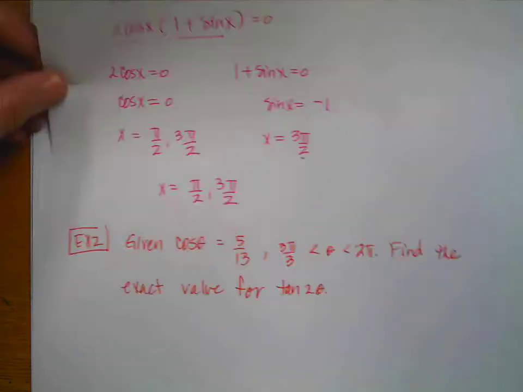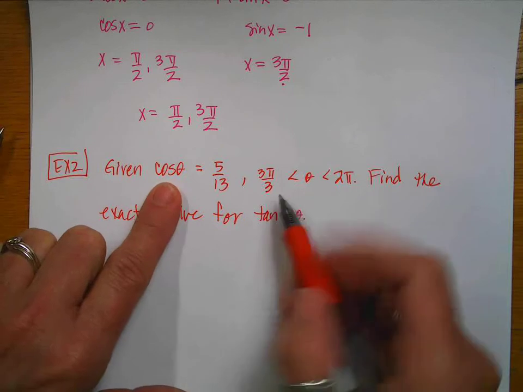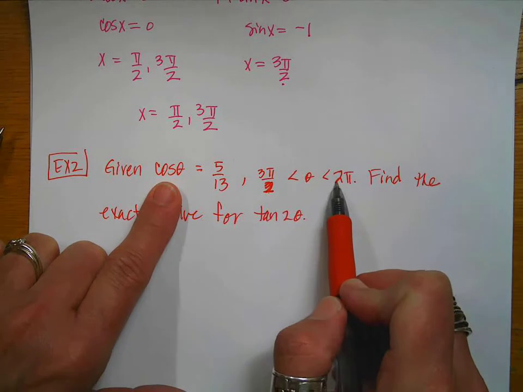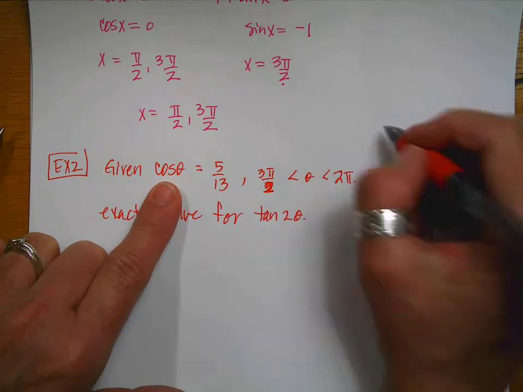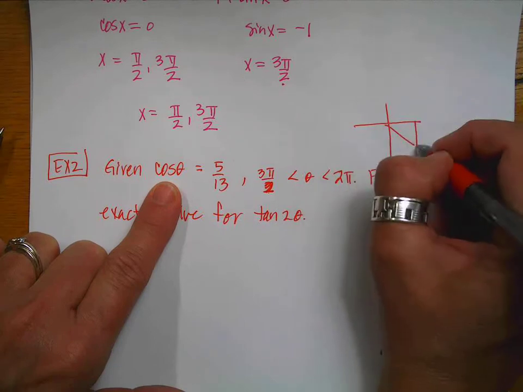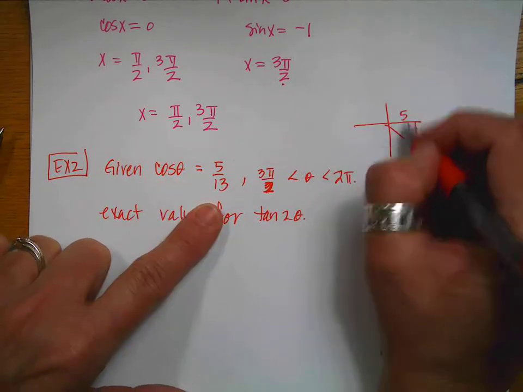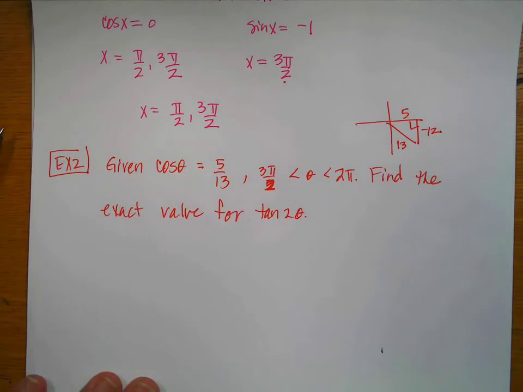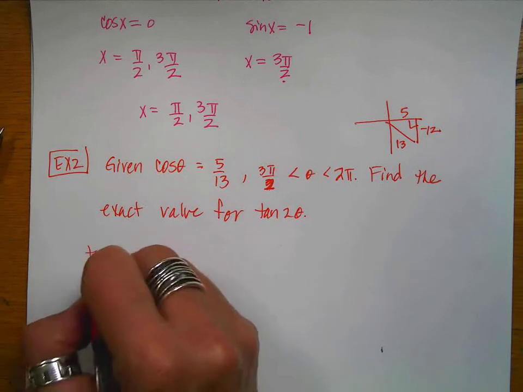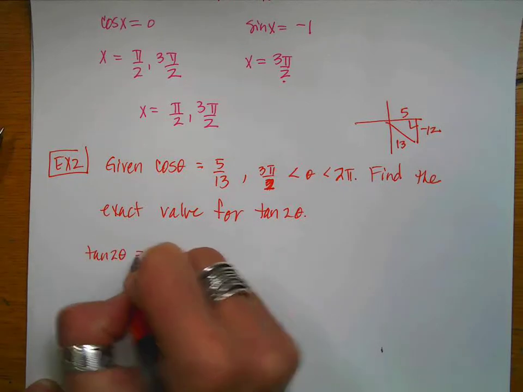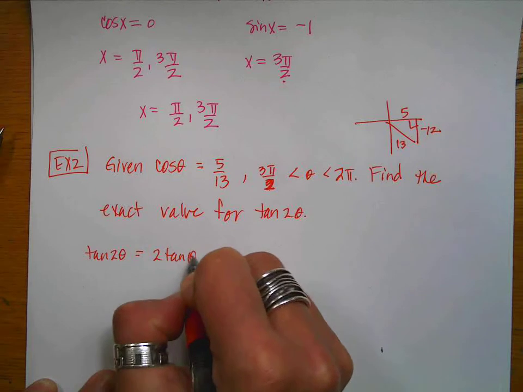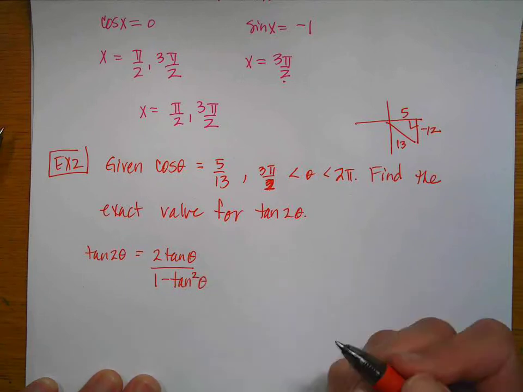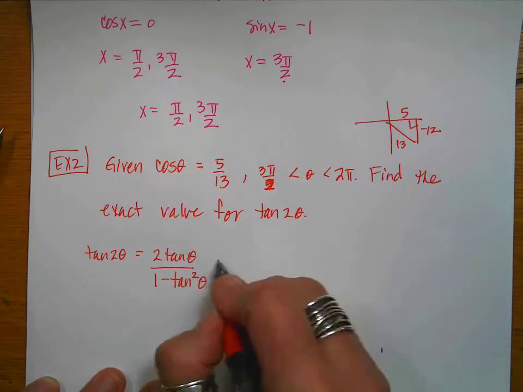Oops, that's a theta. So the first thing that I want to do is I'm going to manage this. So this, oops, my bad, that's a 2. This tells you that it's between 3 pi over 2 and 2 pi, so this tells me that it's in the 4th quadrant. So I'm going to draw that picture. Here's my triangle, and cosine is 5. This is 13, so that means the y is a negative 12 because it is a Pythagorean triple. So the tangent of 2 theta is going to equal 2 tangent theta over 1 minus tangent squared theta, and that's one of our double angle formulas.